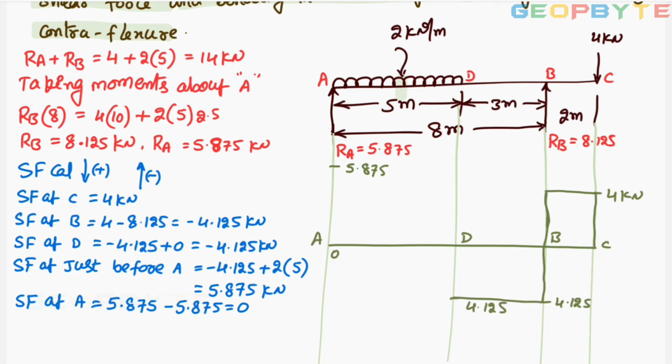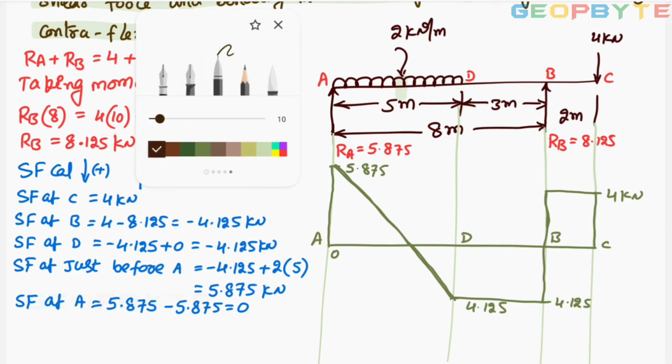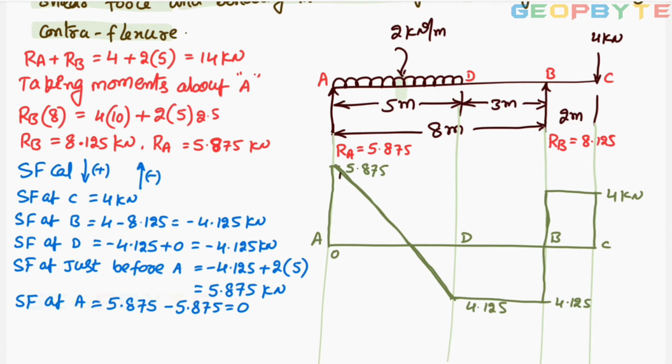Under UDL, the SFD, shear force diagram, is varying linearly, therefore it is a straight line. Come to the value. This is the shear force diagram. The boundary is like this. This is the boundary. Boundary marking is also equally important. Draw it neatly like this for getting the full marks.